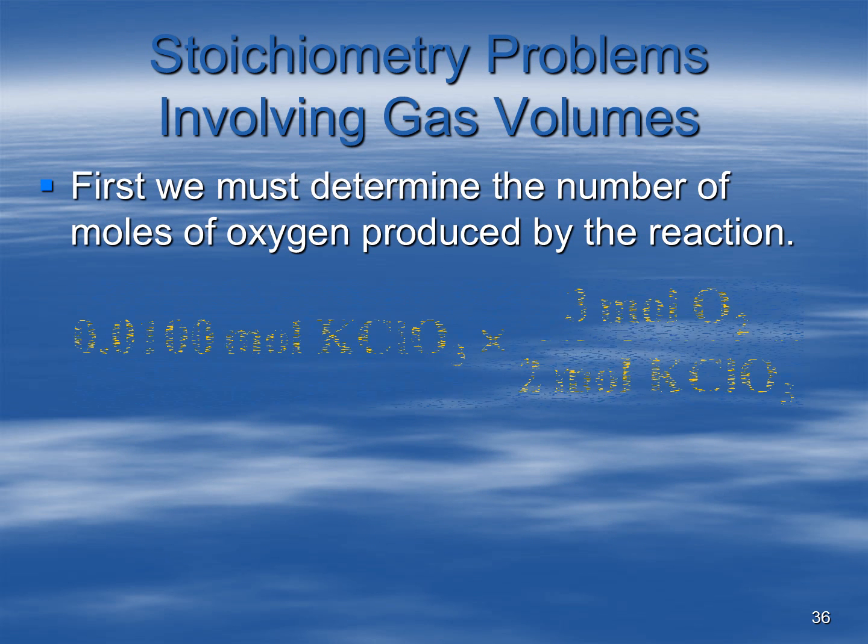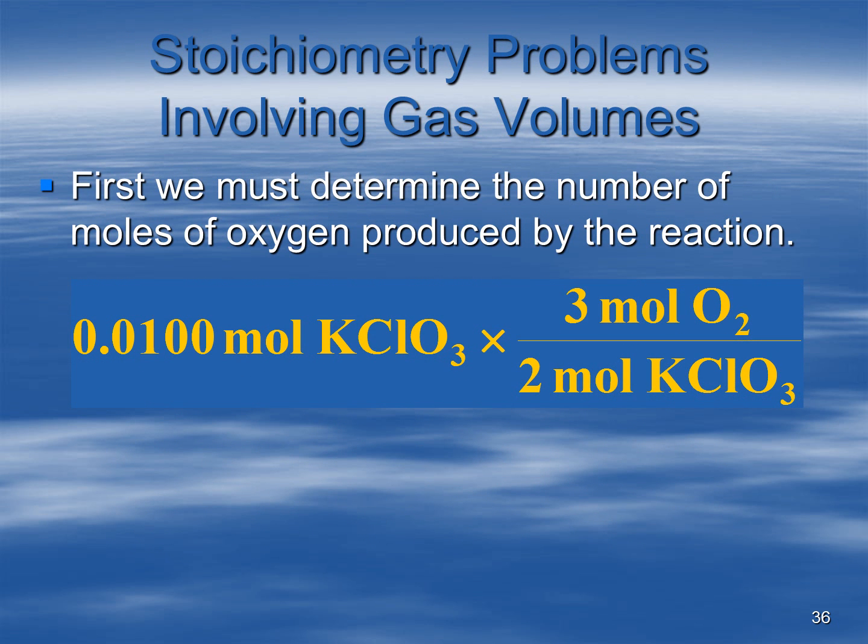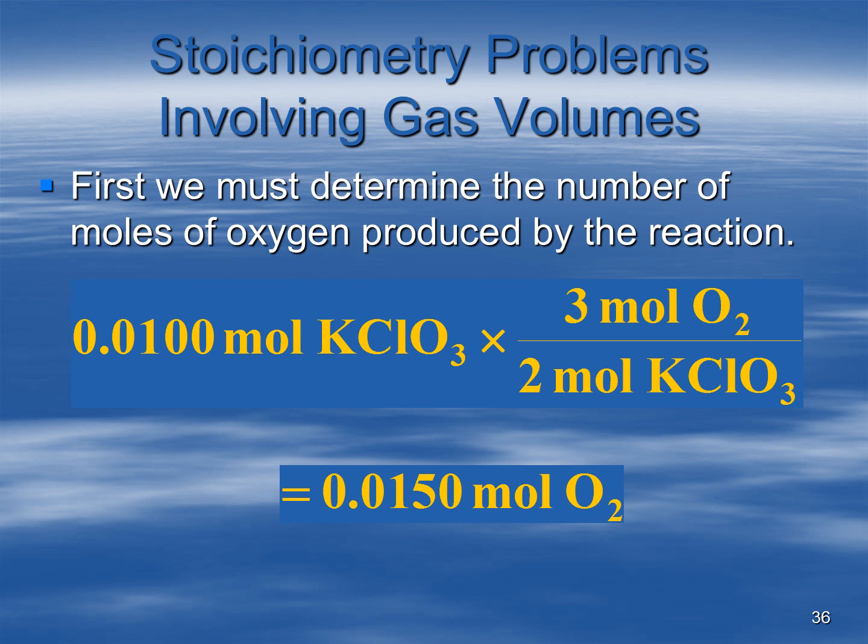Okay, so if we have 0.010 moles of KClO3, there are 3 moles of O2 produced for every 2 moles of KClO3 that are reacted. And so this means we'll produce 1.5 times as much, 0.0150 moles of O2. So now we're good because if we know the moles of O2, we can plug it into the ideal gas law.